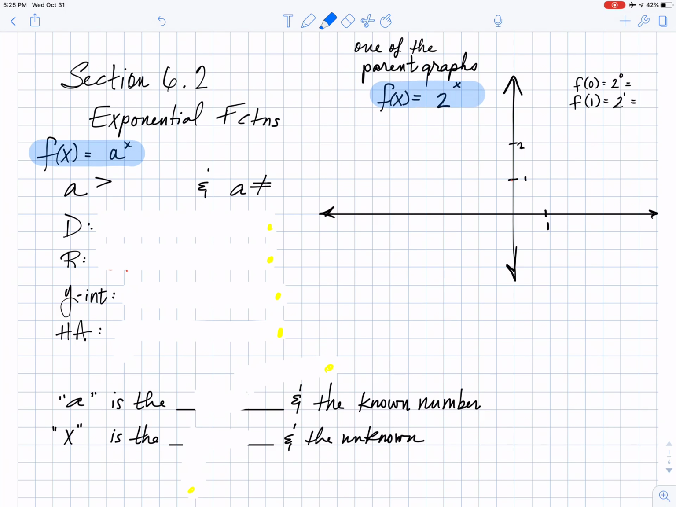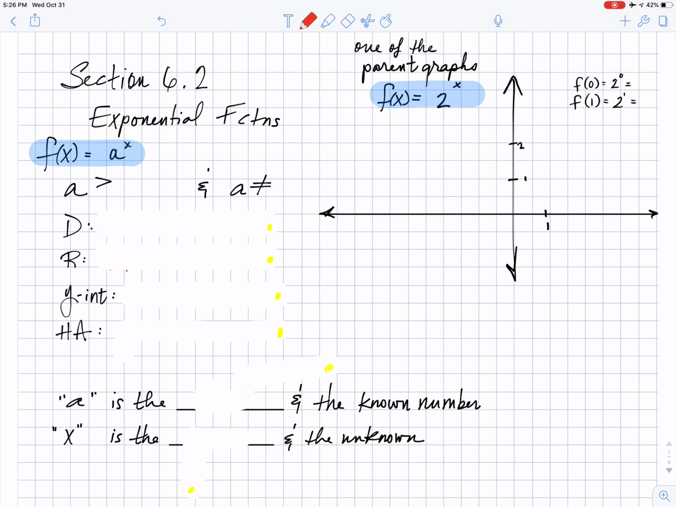So I need you to understand, first of all, that the parent graph is going to be some number raised to the x power. So it could be a 2 to the x, a 3 to the x, a 10 to the x. Any number raised to the x power for the parent.